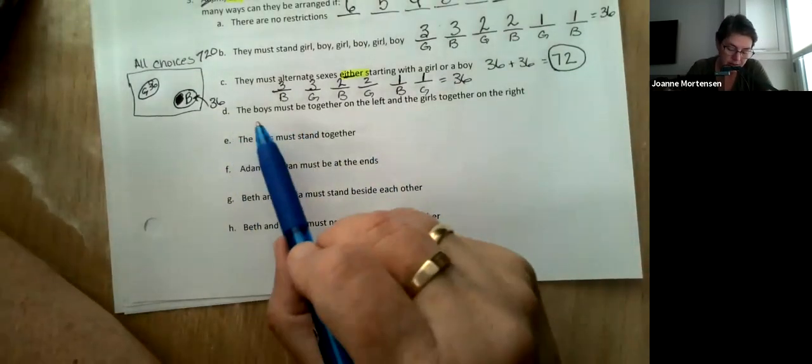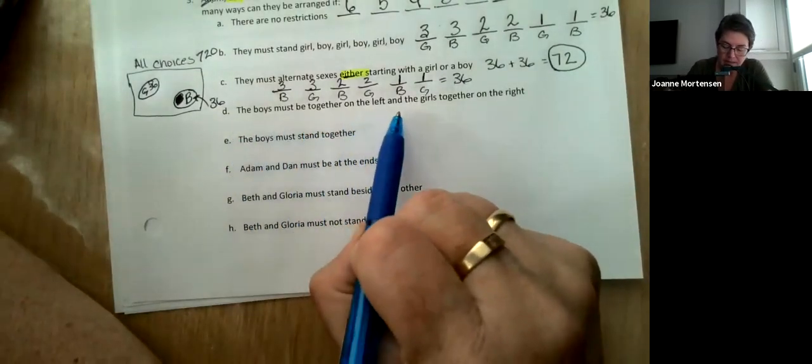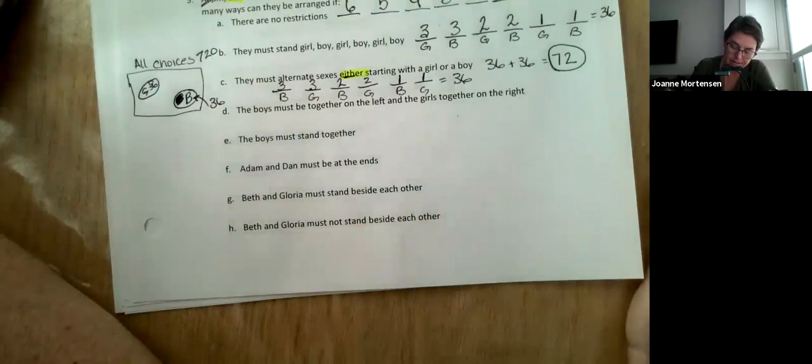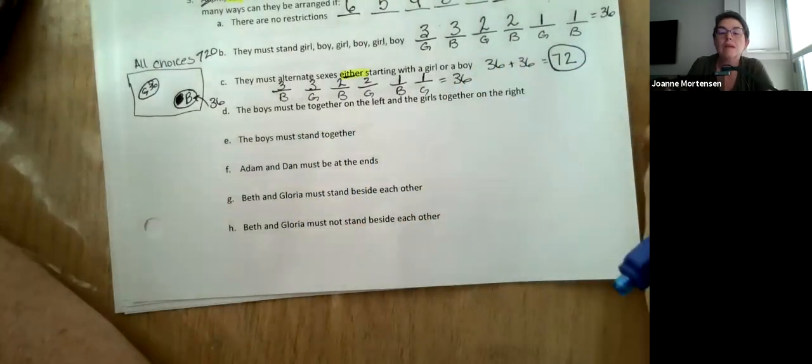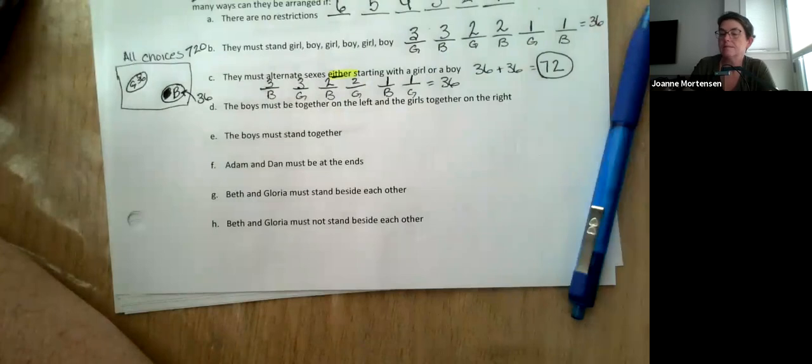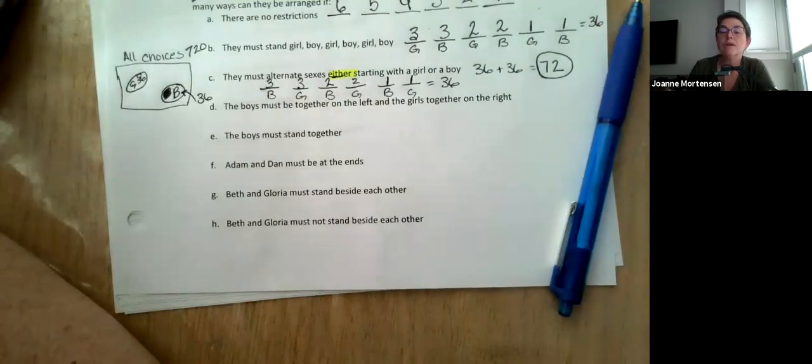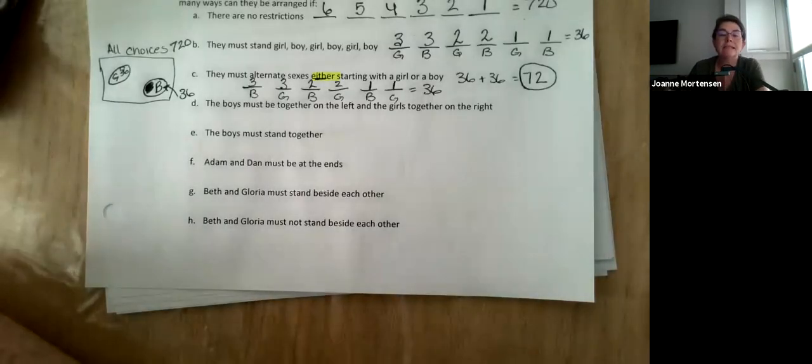All right. The boys must be together on the left and the girls together on the right. I think we should pause the video. I'm going to pause the video and let you do the question. All right, let's see. Boys must be together on the left and the girls together on the right.